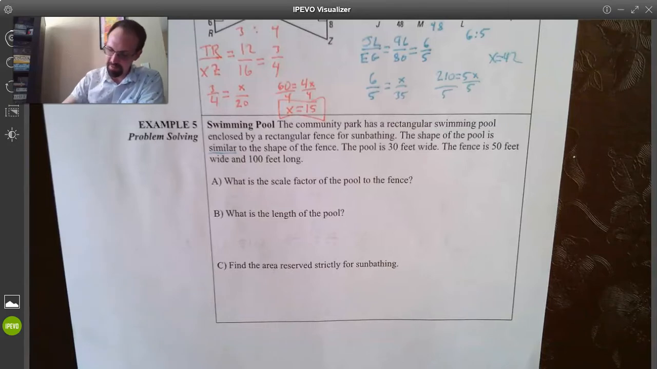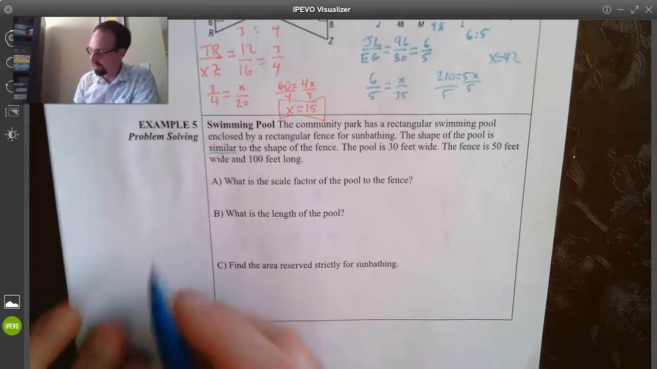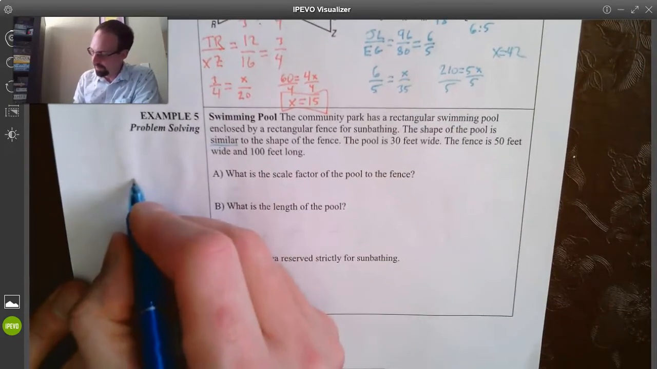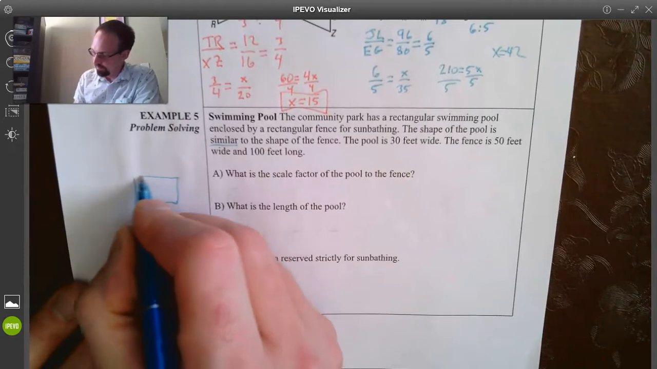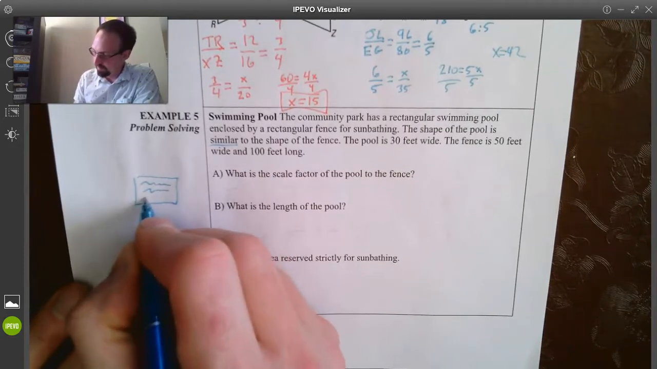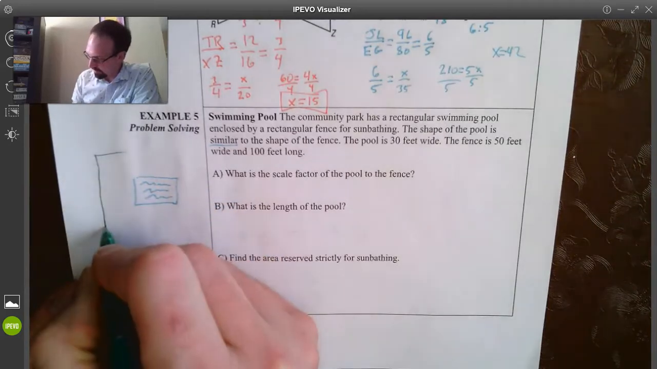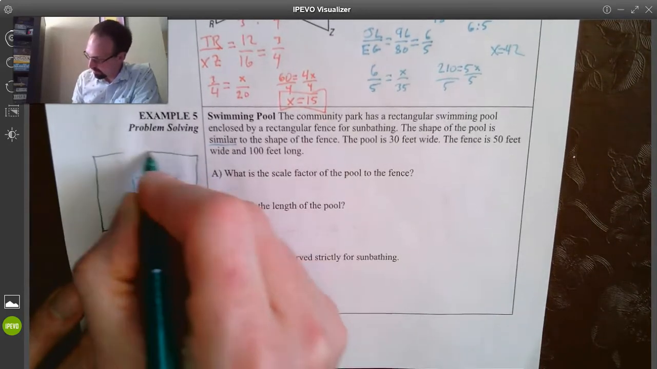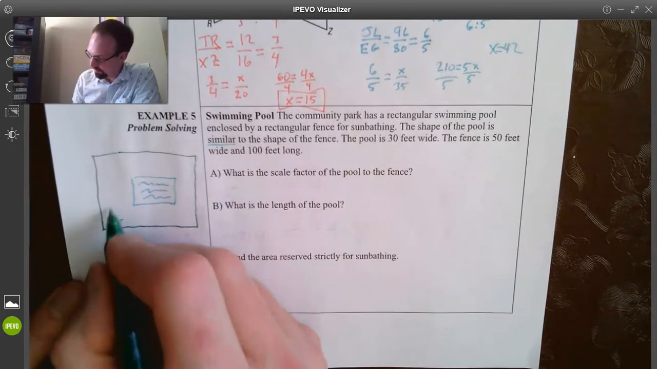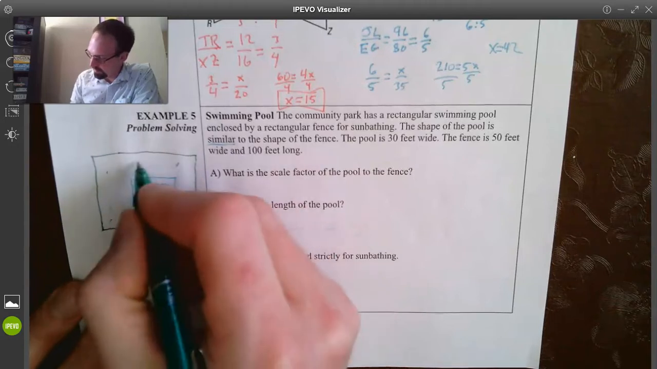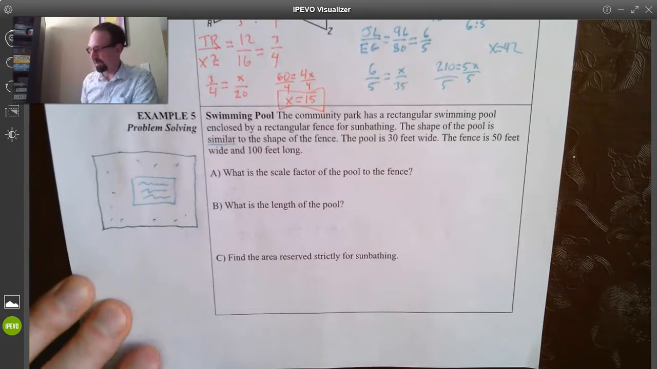The best thing that you can do is actually draw a picture. So generally in a community pool, they'll have a pool in the middle, and then there will be a grassy area outside with a fence. So this is probably how it's set up. So here's my grass. There we go. All right.